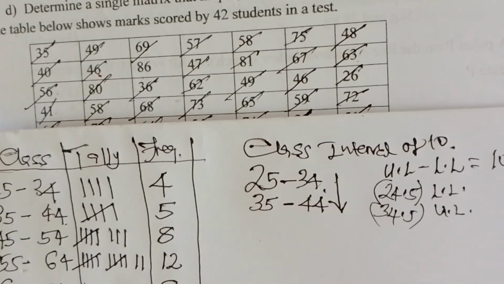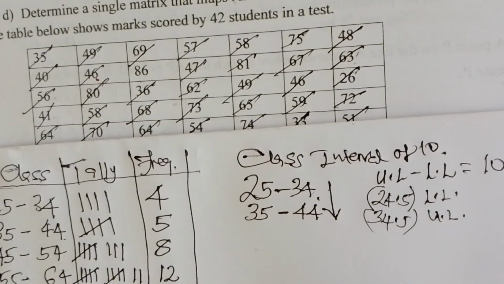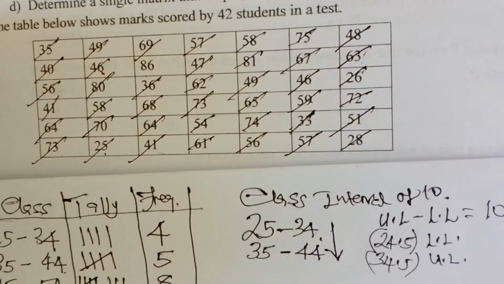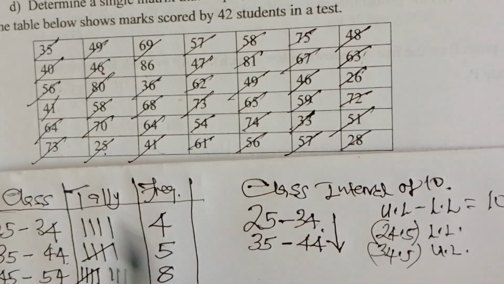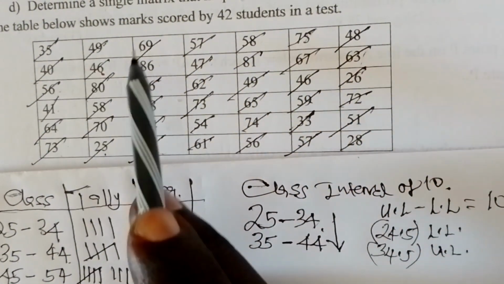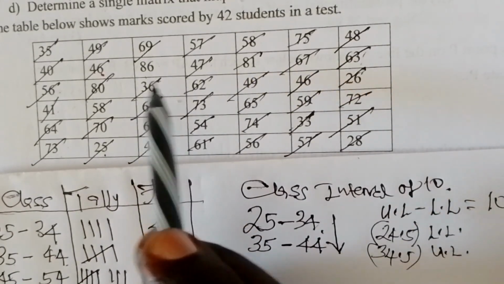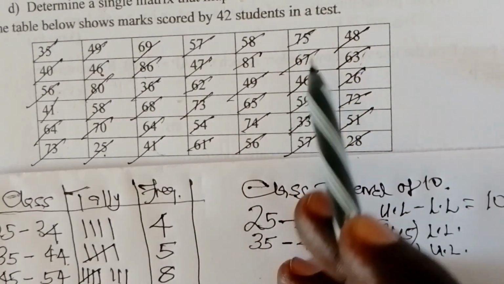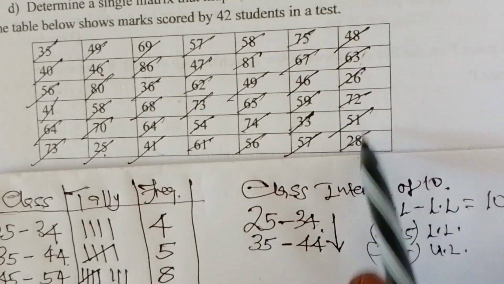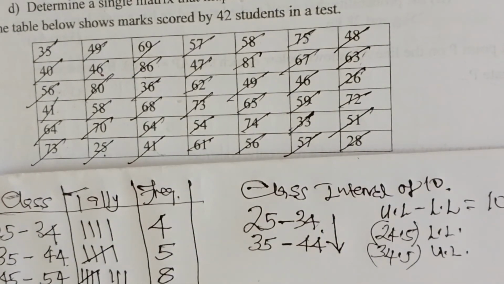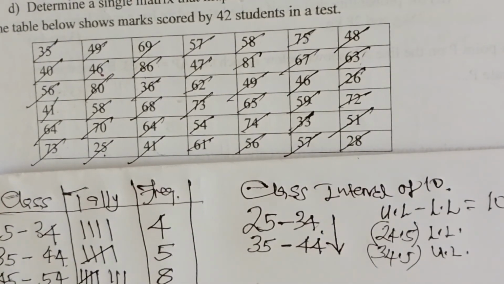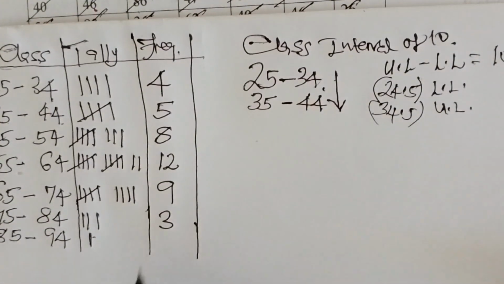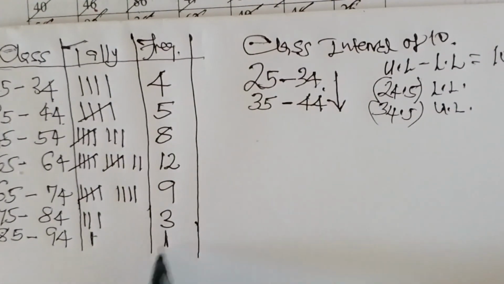85 and 94. Between 85 and 94, we only have 1 value. So we tally with a stroke, and the numerical value we write 1.